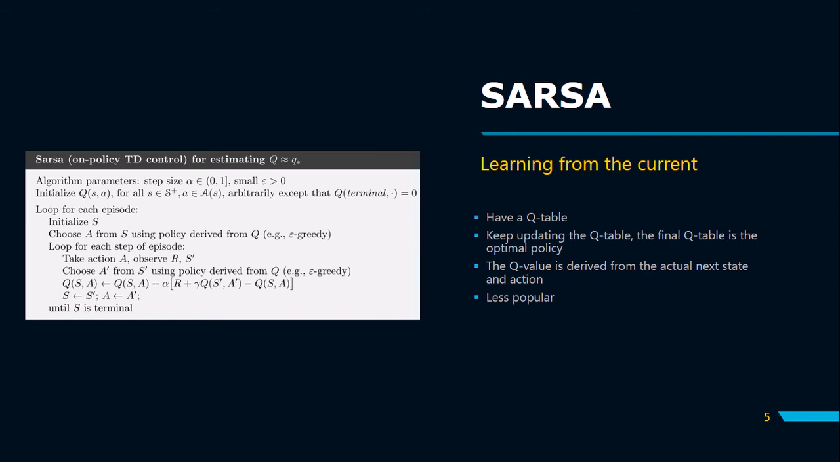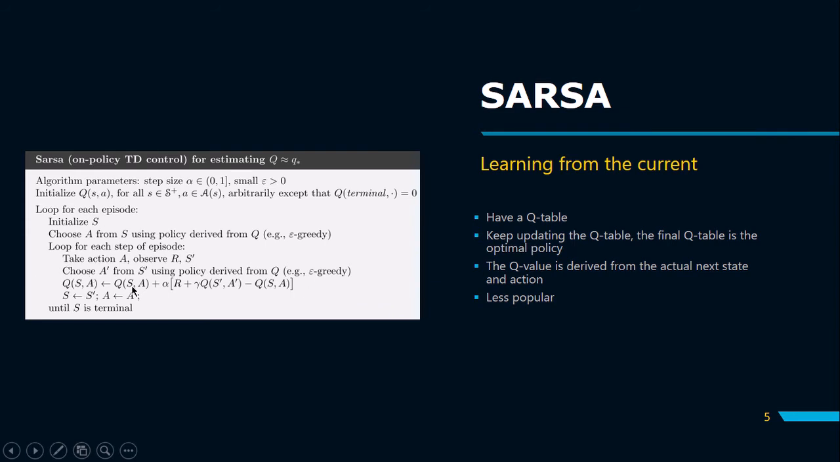Okay, and so the job of SARSA, the job of the agent, is to keep updating the Q table to have the final Q table as the optimal policy. So in the future, whatever state the agent is in, it will know the best action it can do. To calculate the Q value, you see here in SARSA, this part here.